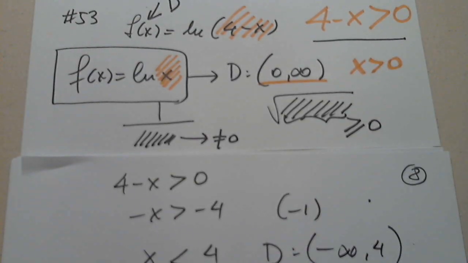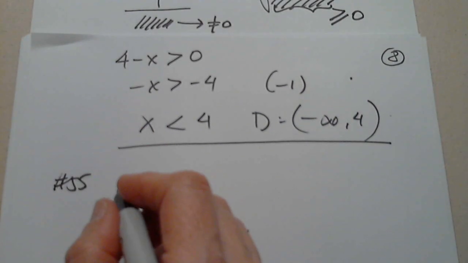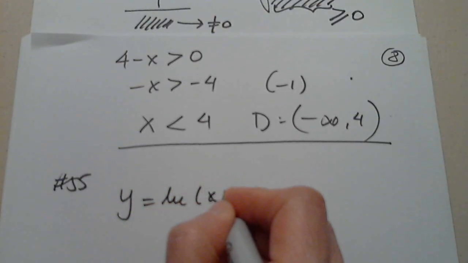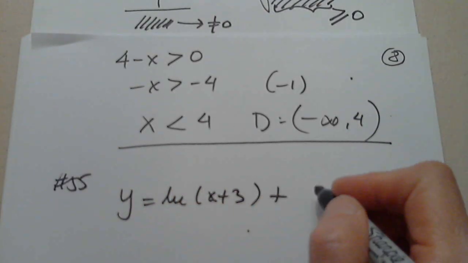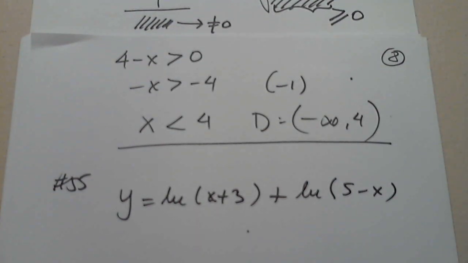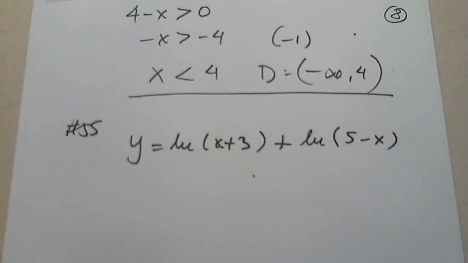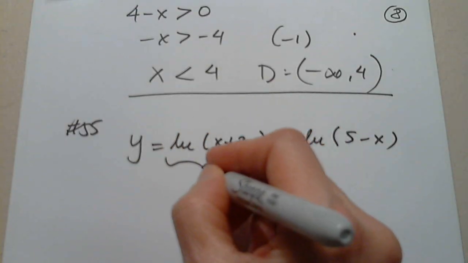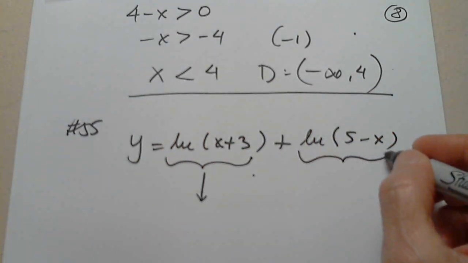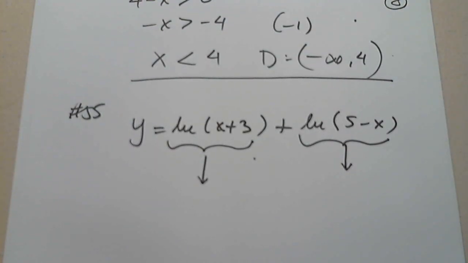So here we have two functions. Let's say 55. So two functions have to exist at the same time. So y equals natural log of x plus 3 plus natural log of 5 minus x. We'll stop after this one. Good. So, can anyone give us the condition for this one? And then the condition I have to write for this one. Not the solved ones, just the condition.